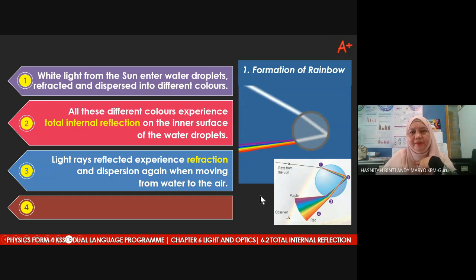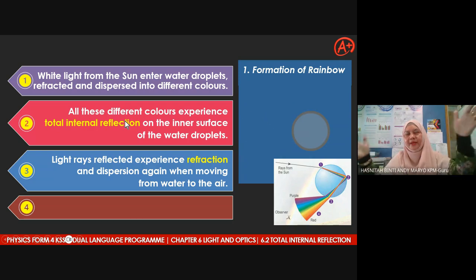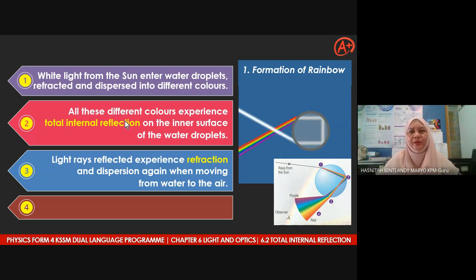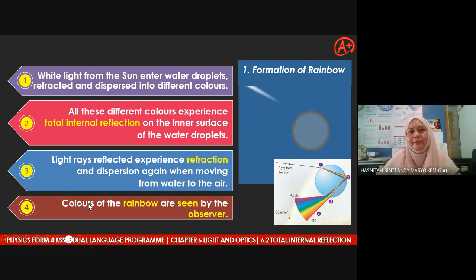Then when it comes out, it disperses. Disperse means it's scattered into 7 different colors. So we see the product as a rainbow. Okay, so this is the sequence from number 1, number 2, number 3, and number 4.